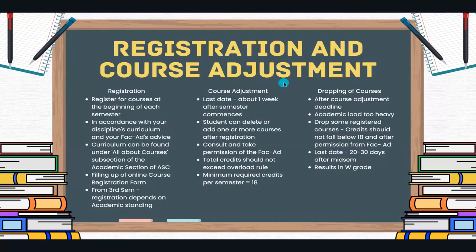I'll now talk about course adjustment. Course adjustment is that after 1 week into the semester, you have the right to add or delete any courses that you want in your semester. So suppose I register for some course XYZ during the registration period, and then later I realize that I don't have the necessary interest in it, or maybe I want to take some other course, say ABC. What I can do is, within 1 week after the semester starts, delete the XYZ course from my registration and add the ABC course.